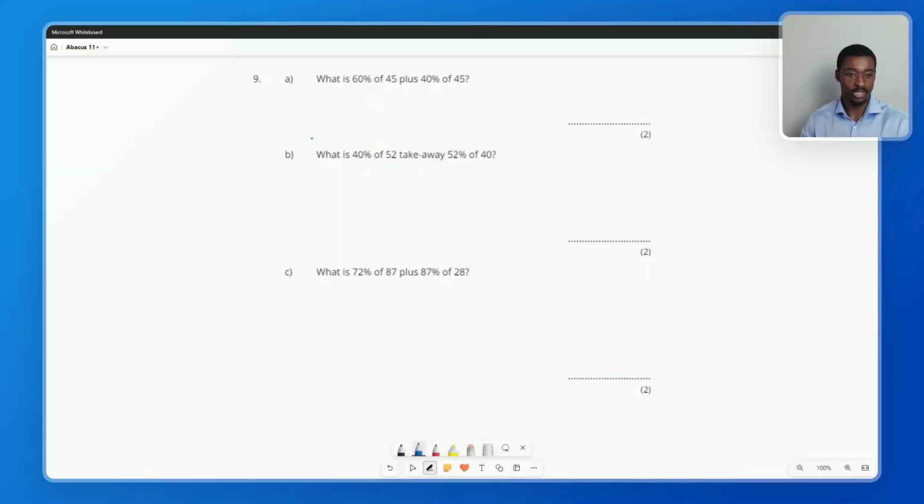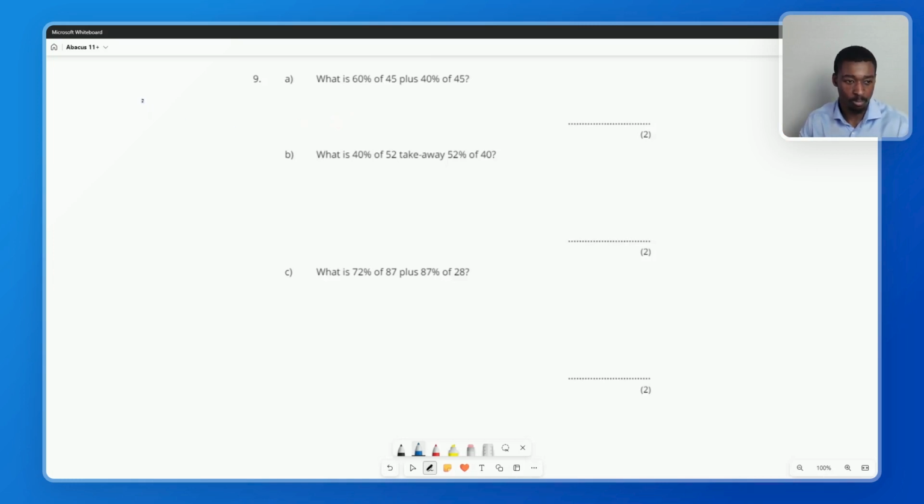Okay, so here for this next set of questions, we can see that we have to be comfortable with percentages. So for part A, what is 60% of 45 plus 40% of 45? Well, here, we just have to zoom out and use our brain and see what's going on.